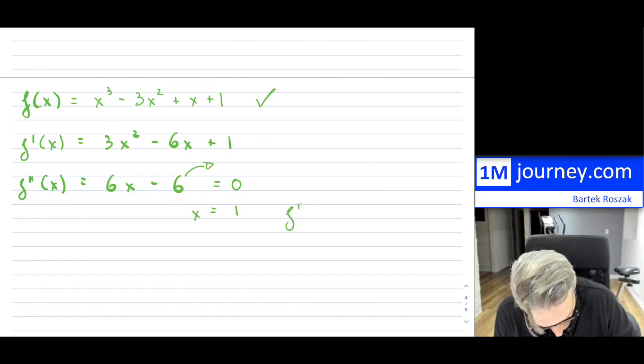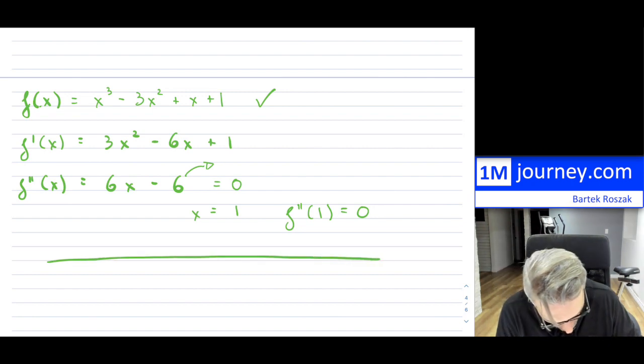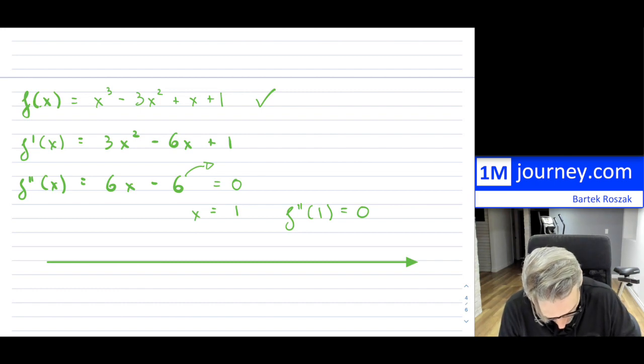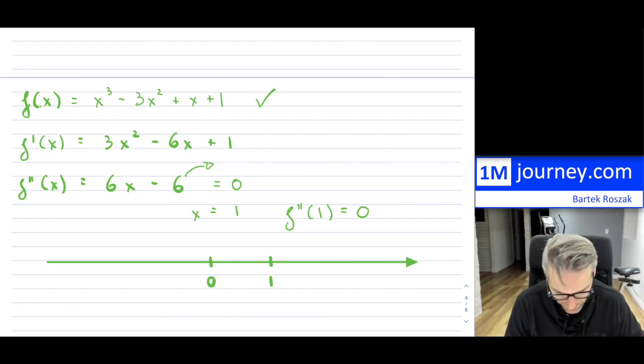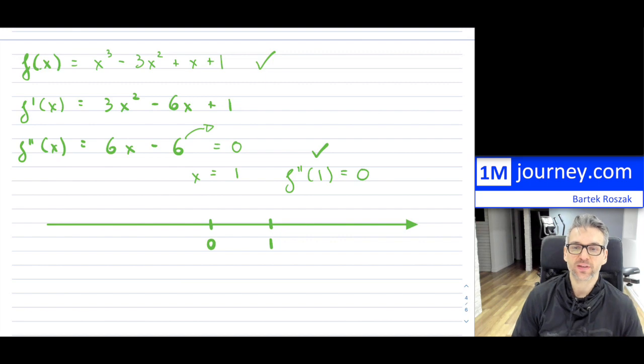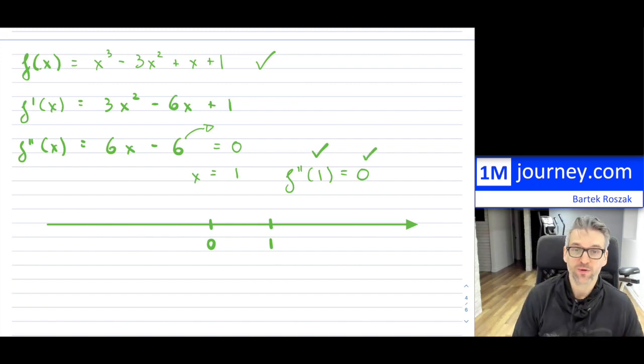So that means that my second derivative here is equal to 0. And now, how do you check if it's concave up and concave down? Well, what I'm going to do is make this x equal to 0 here, and then x equal to 1 over here. So I know that at this point, something happens. I don't know if it's concave up or concave down. At this point, this is actually 0.